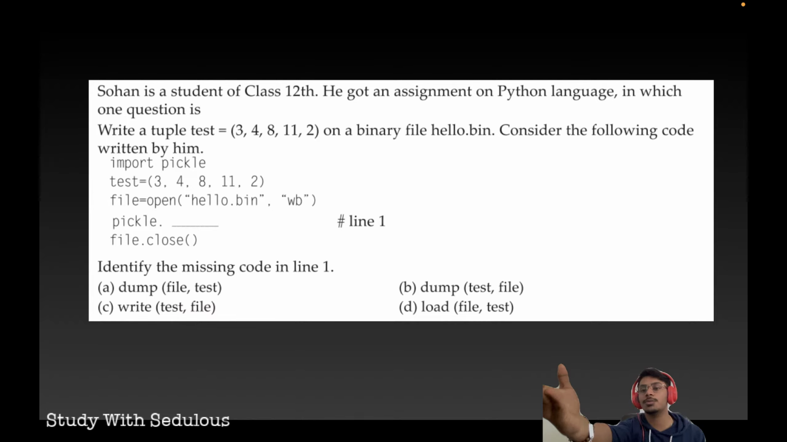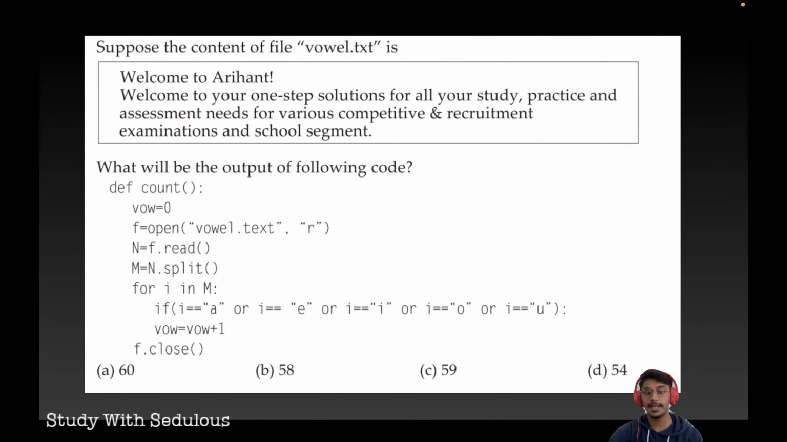Next, what will be the output of the following code? Def of count vowel: vowel is equal to 0, f is equal to open vowel.txt in read format, n is f.read, m is n.split. For i in m, if i equal to a, or i equal to e, or i equal to i, or i equal to o, or i equal to u, a, e, i, o, u vowels. If it's any one of these, the count of vowel would be plus 1. And f close.